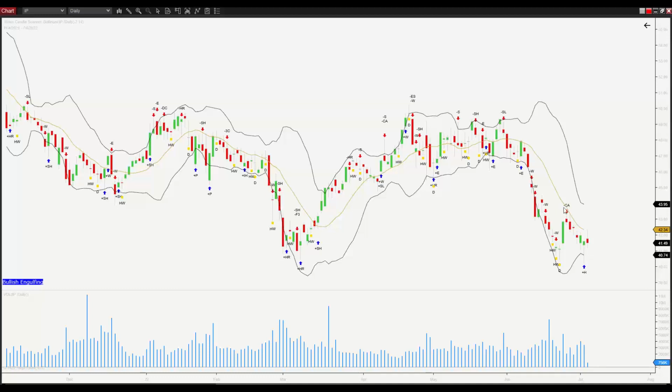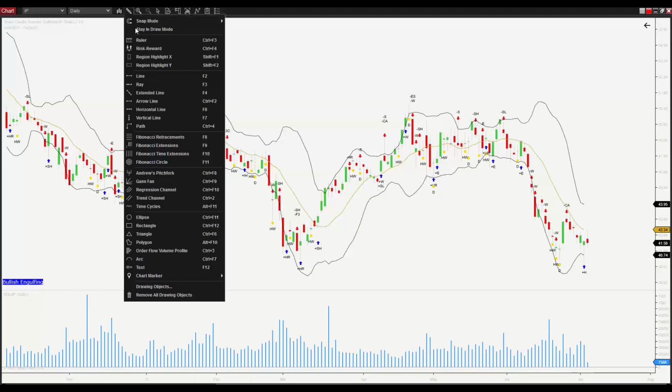Remember, a hammer has to follow a downtrend. It is a small real body, long lower shadow. The lower shadow has to be at least two times the length of the real body. Okay, so here's our hammer that just happened. Not today. This is the current candle. This is yesterday. And I am looking for a retest.